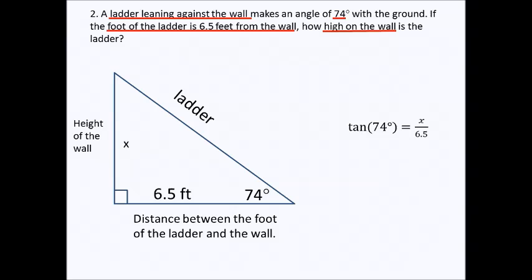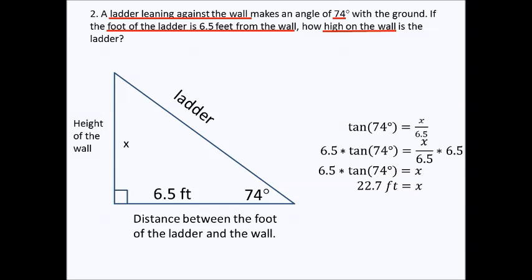We're going to multiply both sides by 6.5. The 6.5 on the right side cancels out with the 6.5 that's being divided. 6.5 divided by 6.5 is equal to 1. So on the right side, we're left with just x. So 6.5 times tangent of 74 is equal to x. x is approximately 22.7 feet.